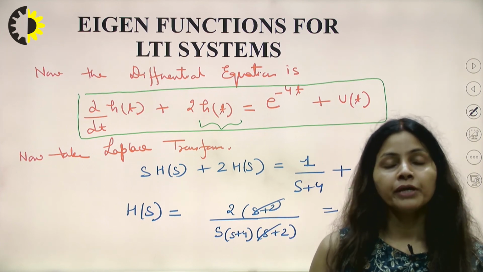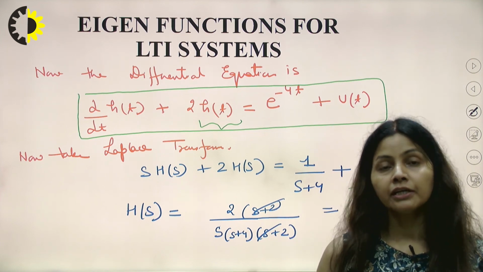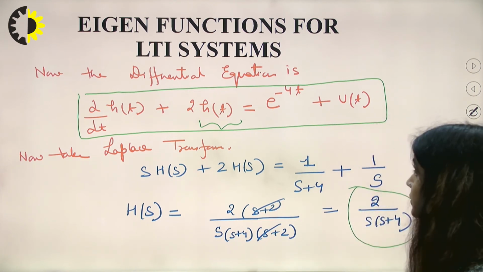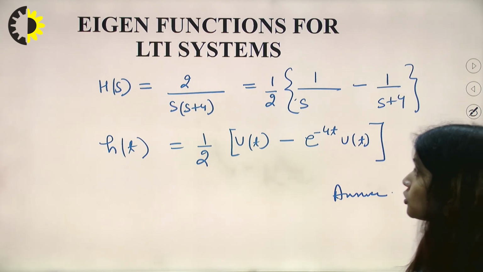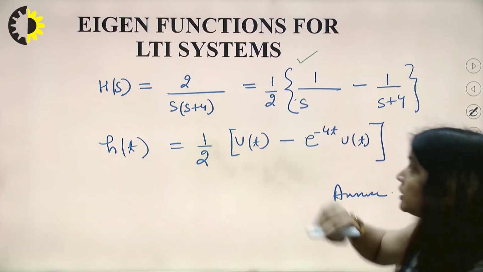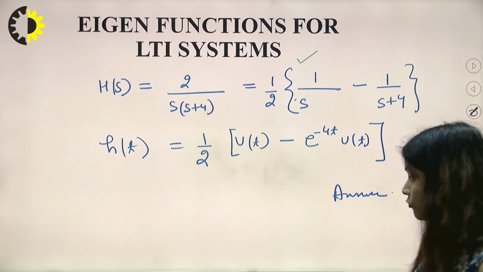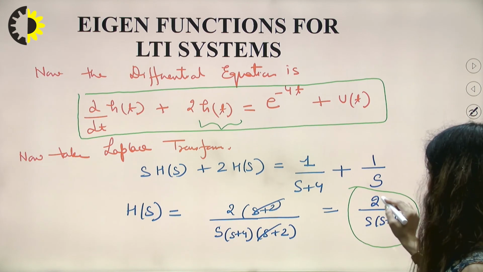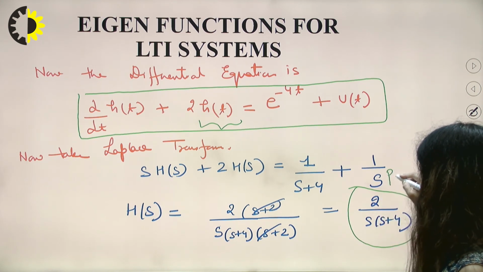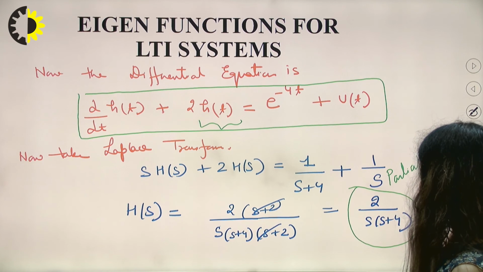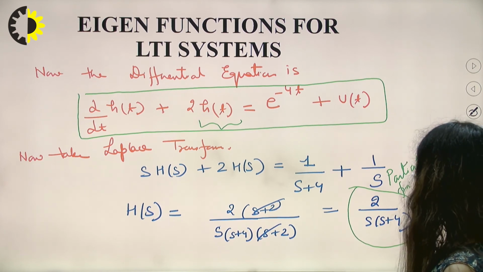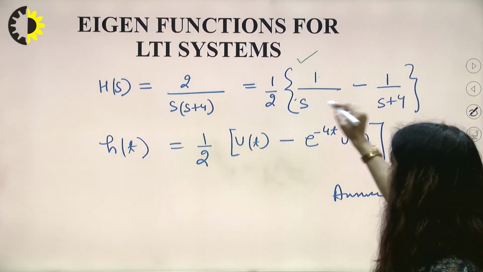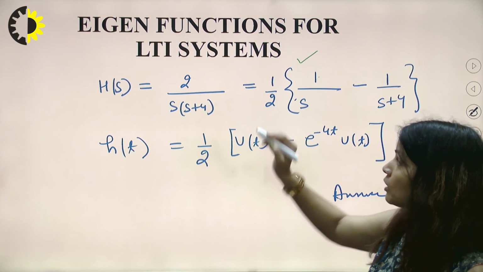The next step would be to take the inverse Laplace transform, and we can also calculate h(t). So here we will just do the partial fraction for this particular term, 2 upon s into (s plus 4). We will apply the partial fraction, right, and this comes out to be 1 upon 2 outside, times (1 upon s minus 1 upon s plus 4).